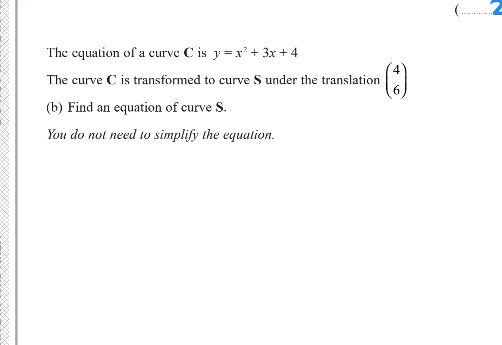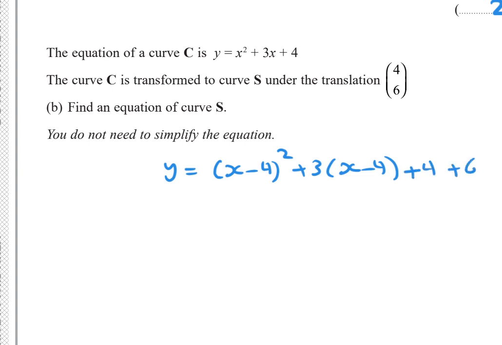So the curve now will be y equals (x minus 4) squared plus 3 times (x minus 4) plus 4, then add 6. You can add 4 plus 6 equals 10. So you can write (x minus 4) squared plus 3 times (x minus 4) plus 10. But you don't need to simplify the rest because the question told you that.